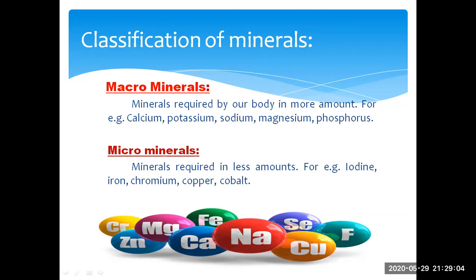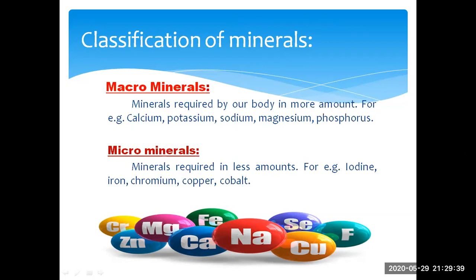The next is microminerals. These are minerals required in very small amounts. For example, iodine, iron, chromium, copper, and cobalt. Iodine helps in the production of hormones in the thyroid gland. It is also significant for proper growth and development of the body. A lack of iodine can cause goiter and mental retardation.